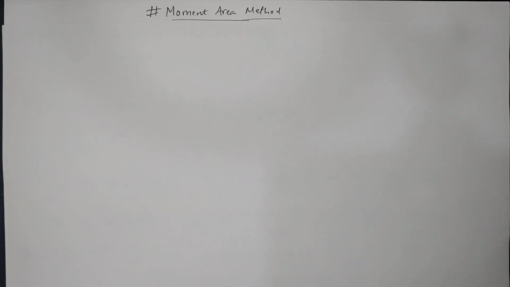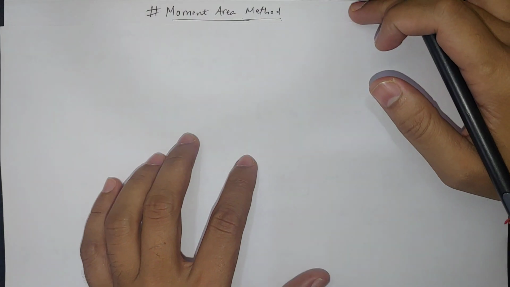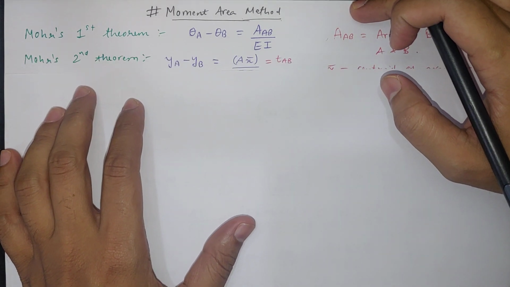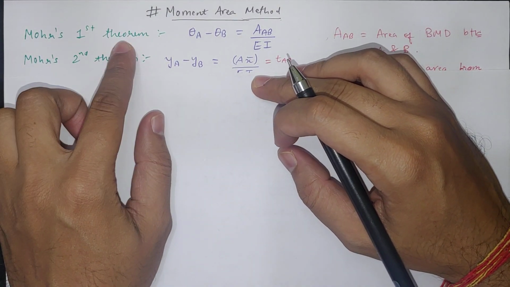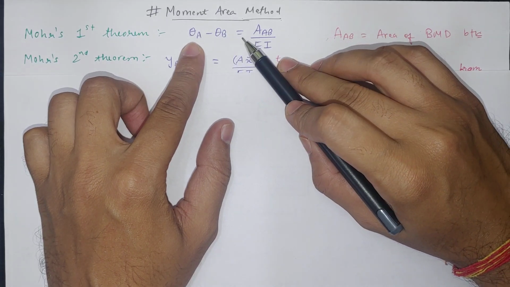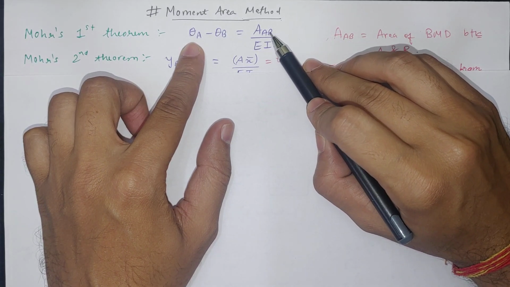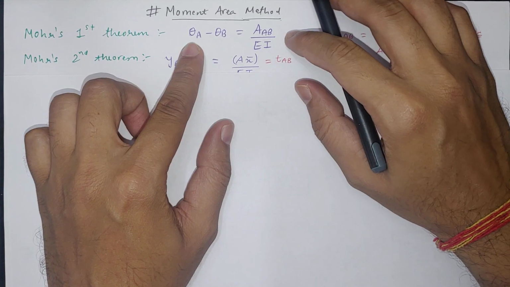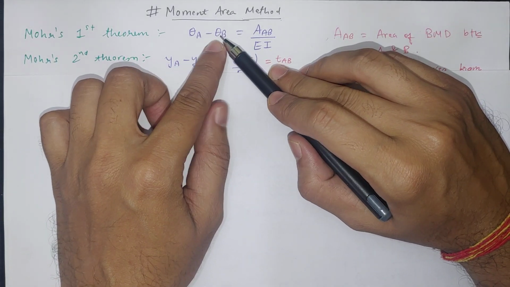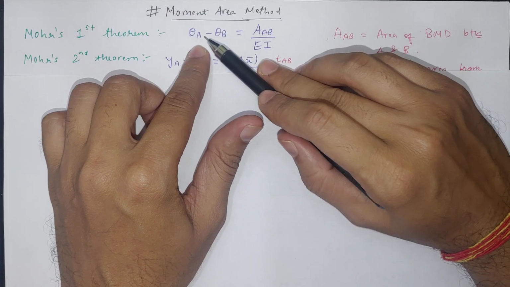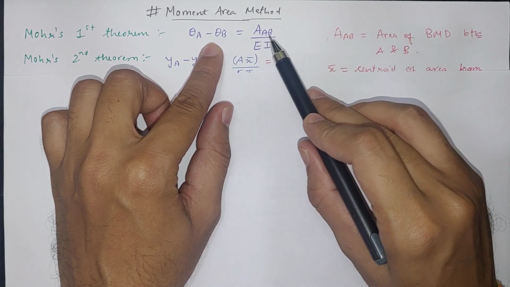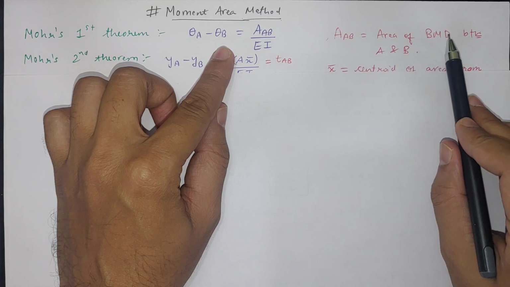In this video, we will see the moment area method. It is given by two theorems given by Mohr. Mohr's first theorem is theta A minus theta B equals the area between A and B upon EI. Theta A is the slope at point A, theta B is the slope at point B. The difference between both slopes will be equal to the area between A and B in the bending moment diagram.